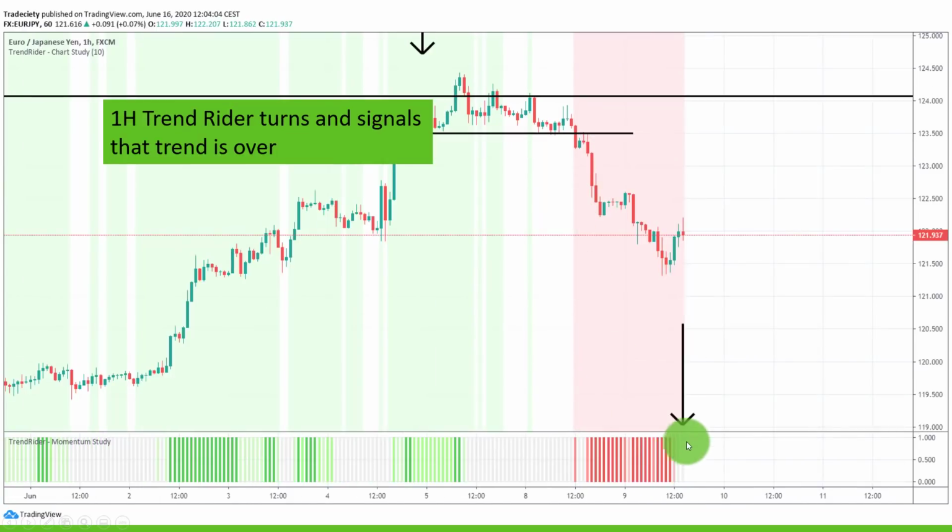And you can see this is now the first time after a long period that the histogram is turning neutral. So you can see, although the background color is still red, the histogram is turning neutral. And this is then the time to get out of the trade if you haven't already taken profit. Some people use hard targets based on previous support and resistance, for example. And other traders like to just follow the momentum study. That's really up to you, and you can play around with it once you have the trend rider.